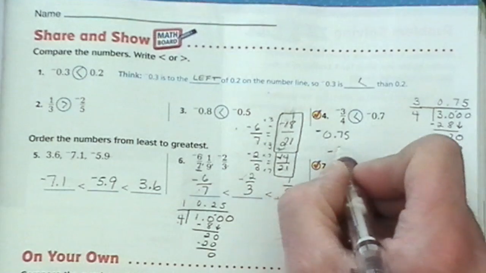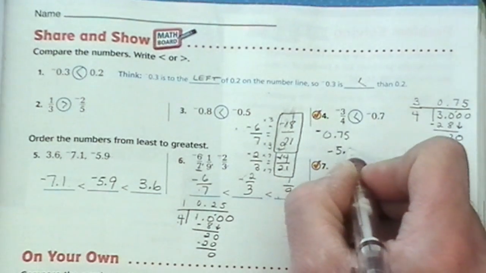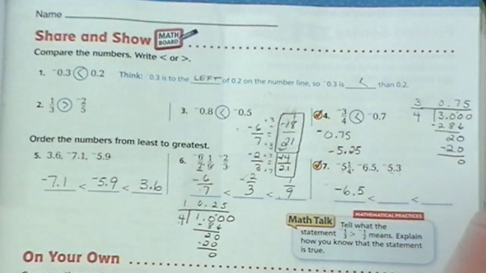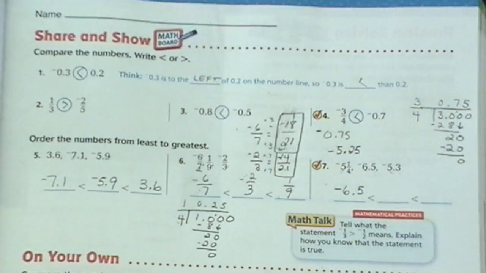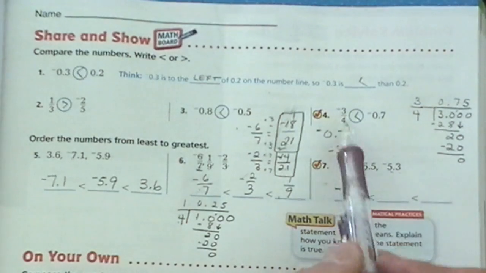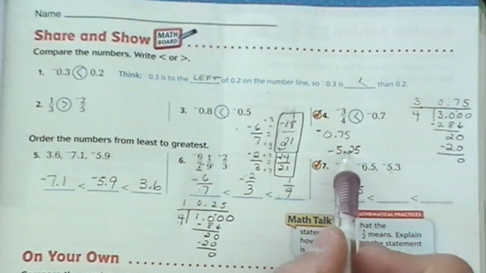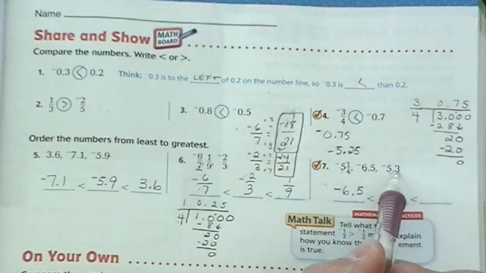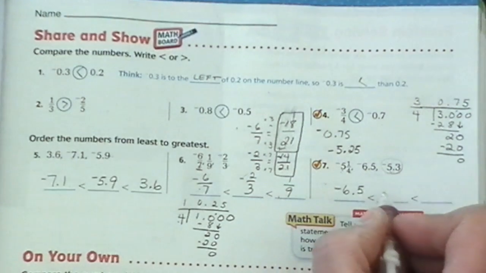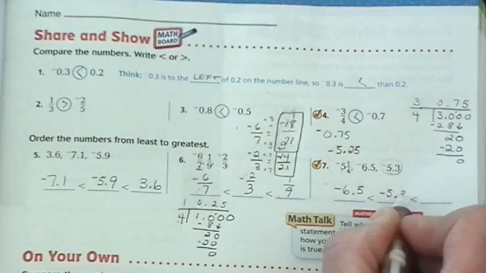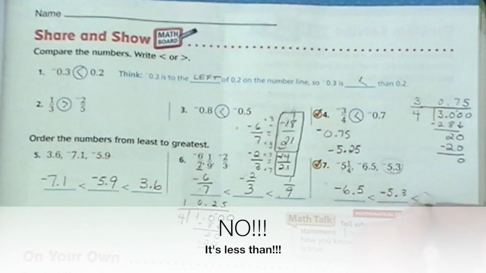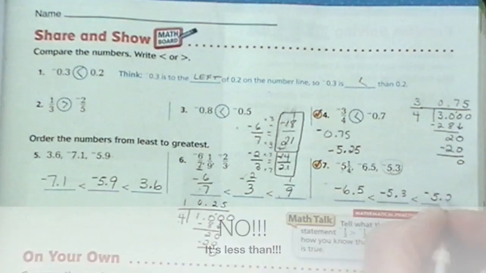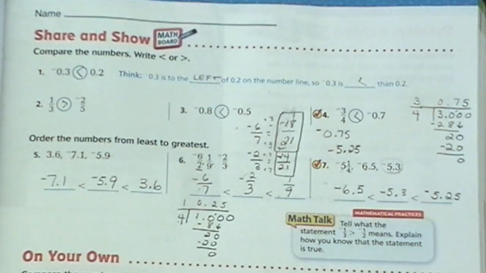So this is going to be negative 5.25. Which one of these values is further away from 0? Here I have negative 5 25/100ths. Here I have negative 5 3/10. The further value away from 0 is going to be negative 5 3/10, because that's greater than negative 5 25/100ths.